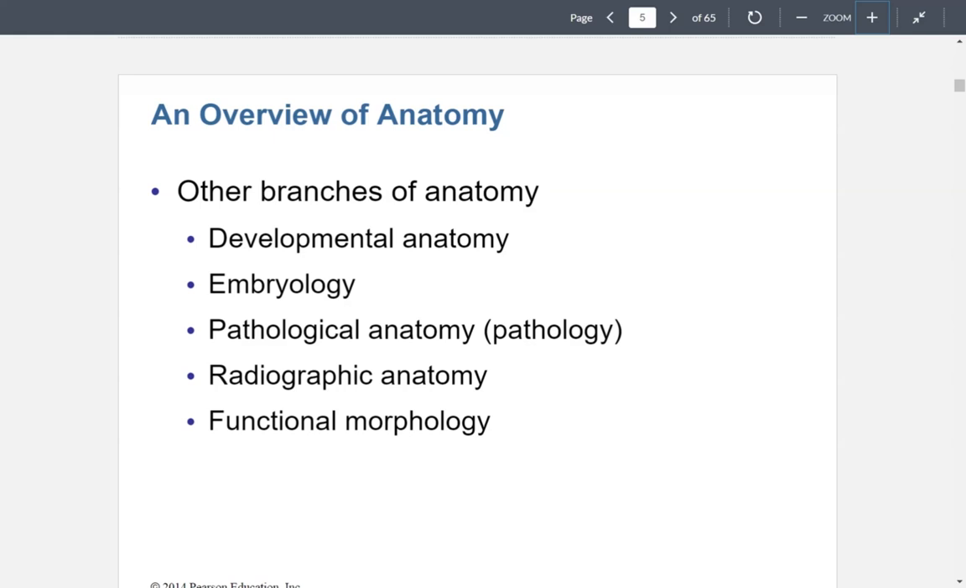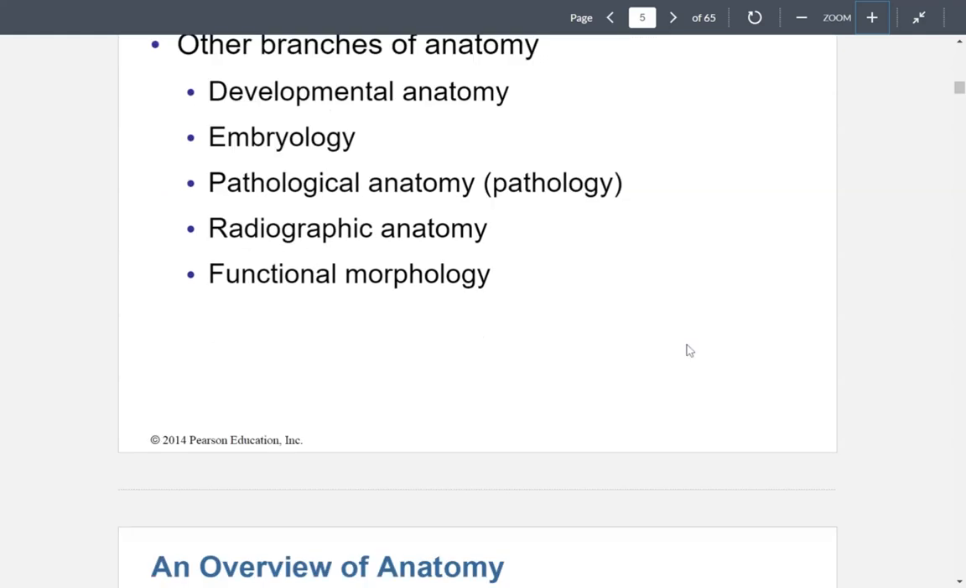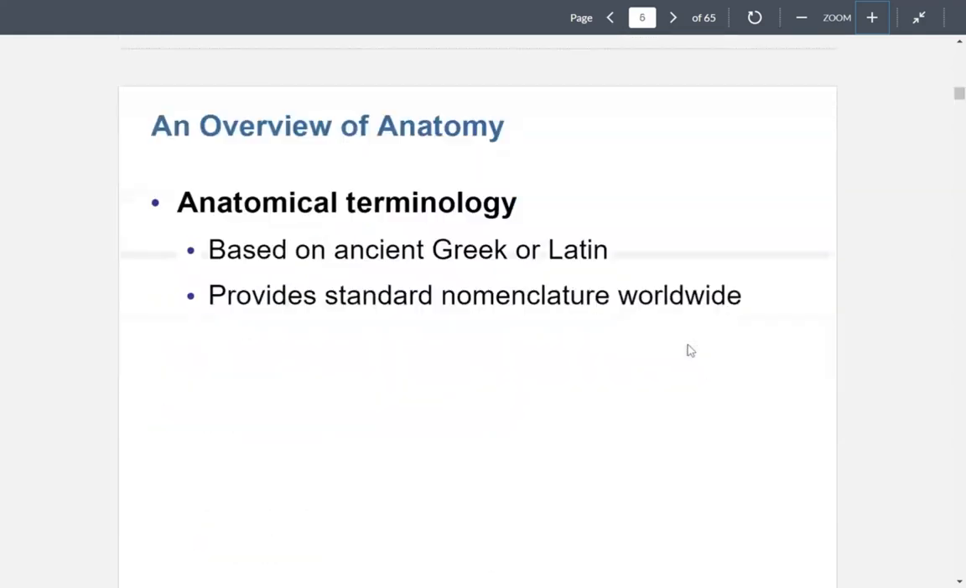Pathological anatomy, or pathology, is the study of anatomy as it pertains to what happens if you have a specific disease. And then functional morphology, which is the study of the shape or form as it relates to function. And this is just the tip of the iceberg.